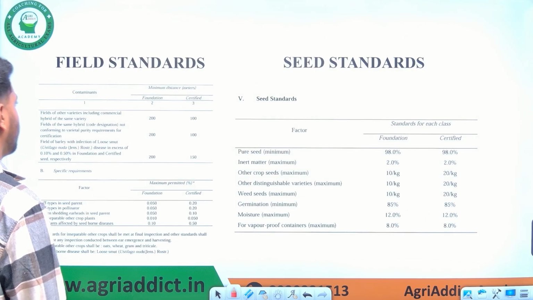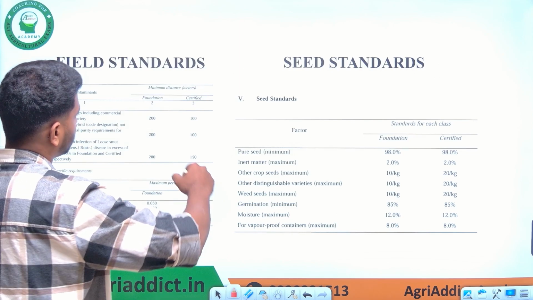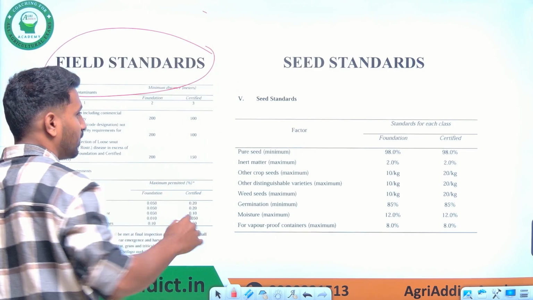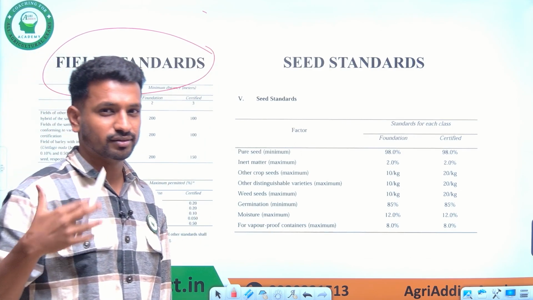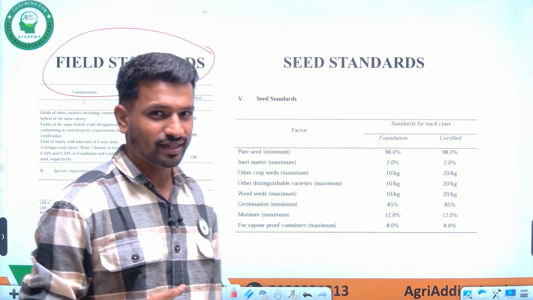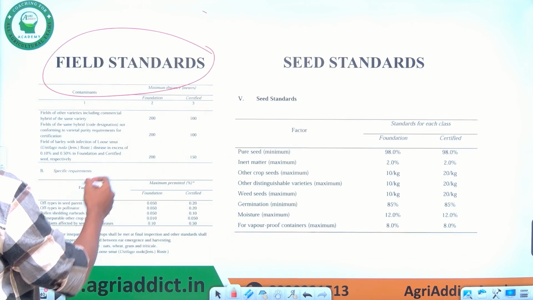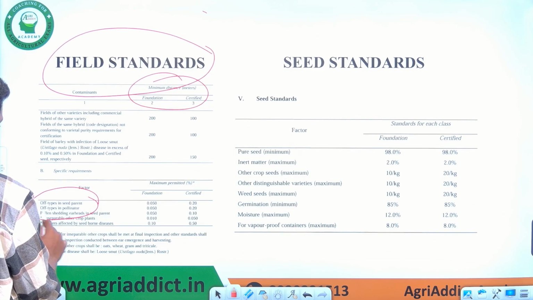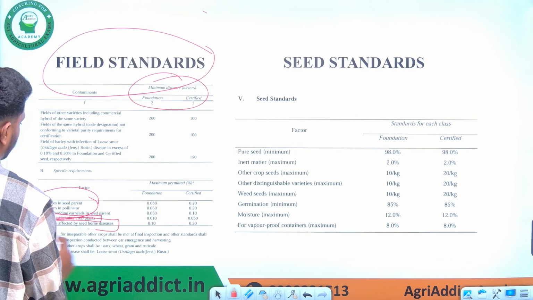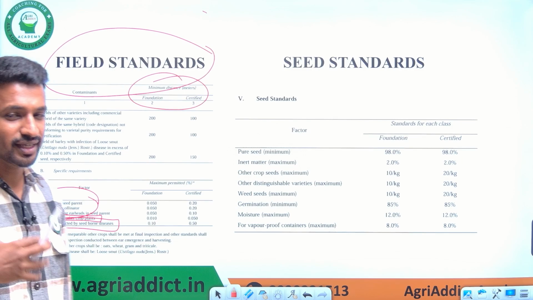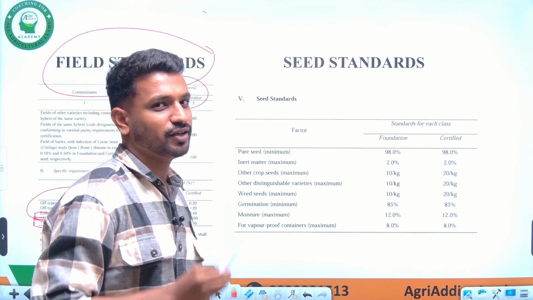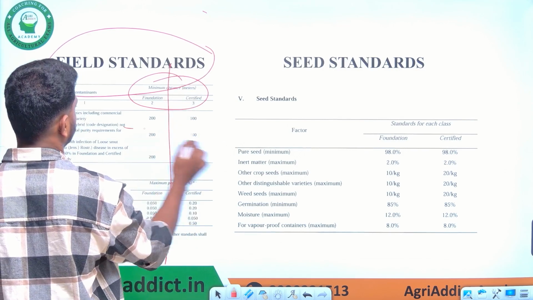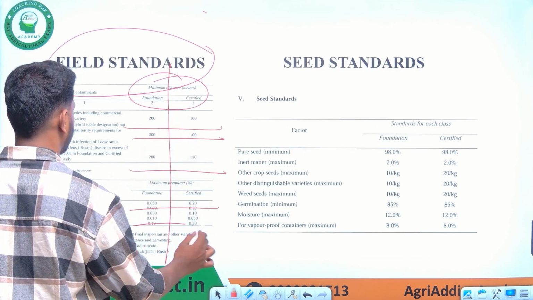Next, similarly, two things are mentioned. What I tried to compile here is the standards which are field standards. Can you recall examples of the factors of the field standards? It is mainly the isolation distance that we know, and the specific factors can be off-types, inseparable other crop plants, or plants affected by seed-borne diseases. These are the things we observe in the field. That's why they are called field standards. So for field standards, the standards are different for the foundation and the certified. That is what I am trying to say.